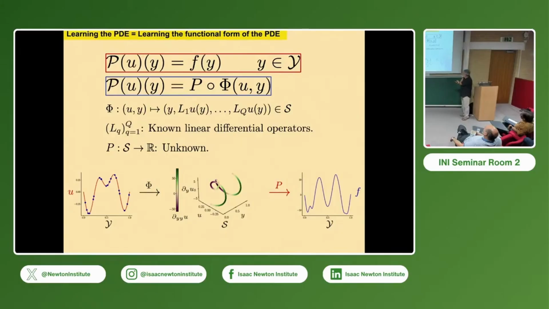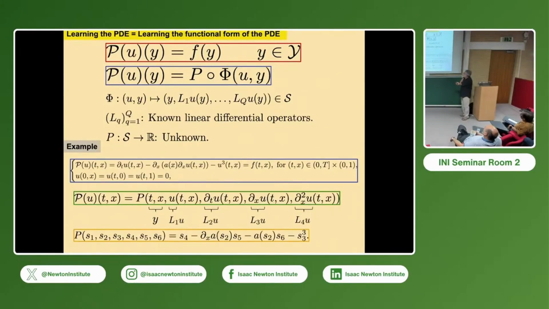So for example, if the PDE is the following nonlinear parabolic PDE, then observe that this PDE can be written as this function P, so it's a classical function, of T and X, which becomes your variable Y, and of U and its partial derivatives, and those guys become your nonlinear differential operators applied to U. Okay.